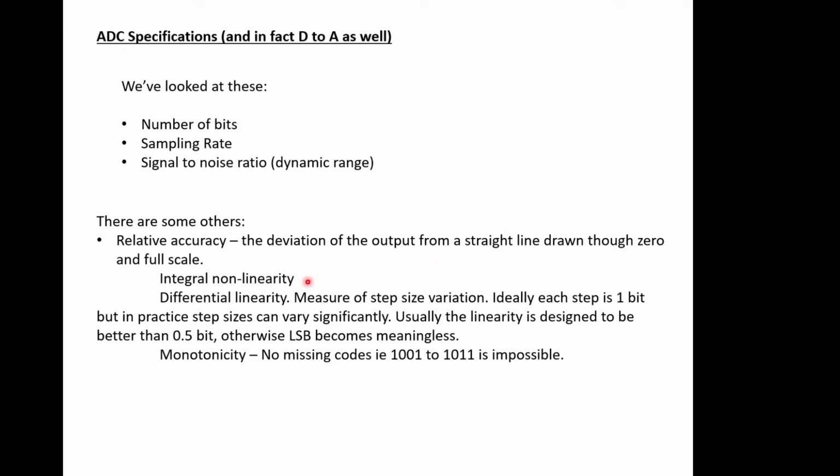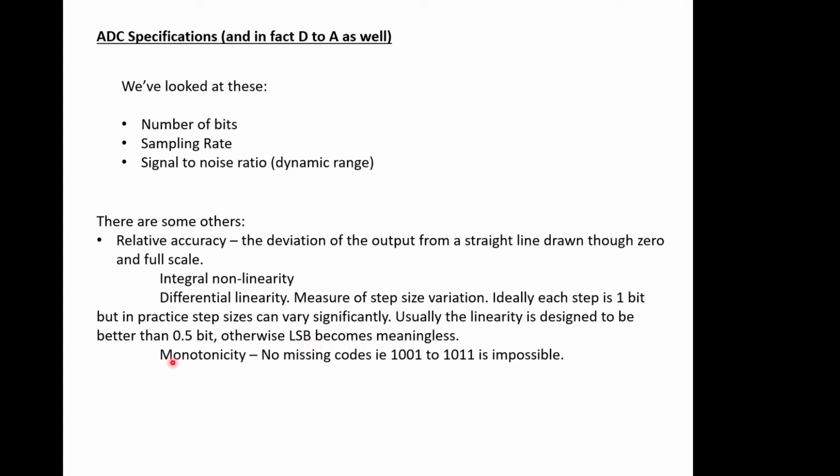Integral nonlinearity, again a picture will show us that. Differential linearity, again we'll look at that as well. Each step size variation: ideally each step is 1 bit, but in practice the step sizes can vary significantly, so 1 bit at one level may not be the same as a bit at another level. This is obviously a bad thing. And usually this linearity is designed to be better than half a bit or so between them, otherwise we end up all over the place. And again, a picture will show us that.